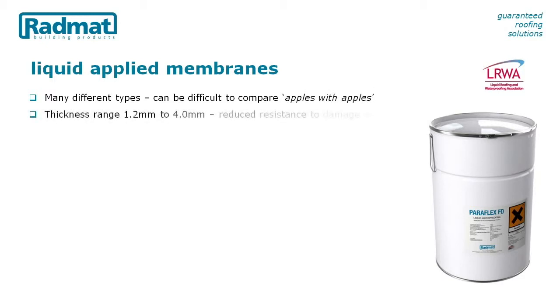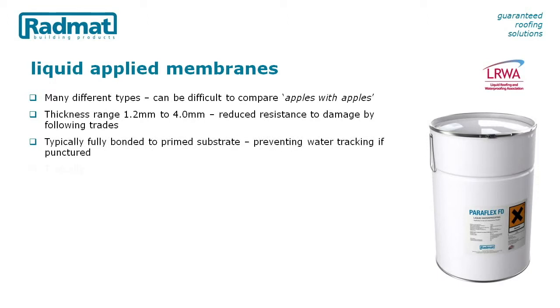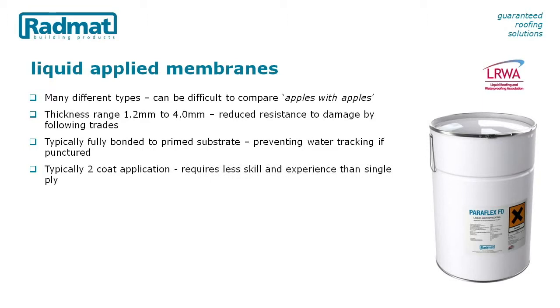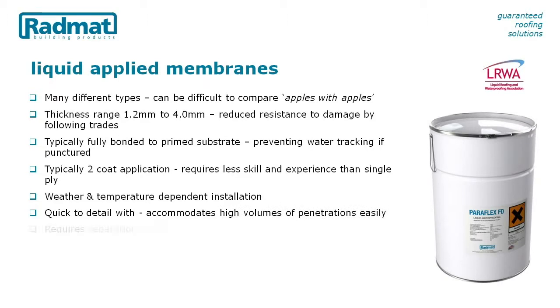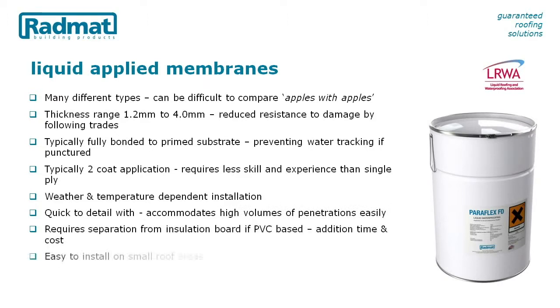Thickness range 1.2 to 4 mm. Reduced resistance to damage by following trades. Typically fully bonded to primed substrate, preventing water tracking if punctured. Typically two-coat application, requires less skill and experience than single-ply. Weather and temperature dependent installation. Quick to detail with. Accommodates high volumes of penetrations easily. Easy to install on small roof areas. BBA durability typically 20 to 35 years. For codes of best practice, refer to the Liquid Roofing and Waterproofing Association, LRWA, Liquid Applied Code of Best Practice.